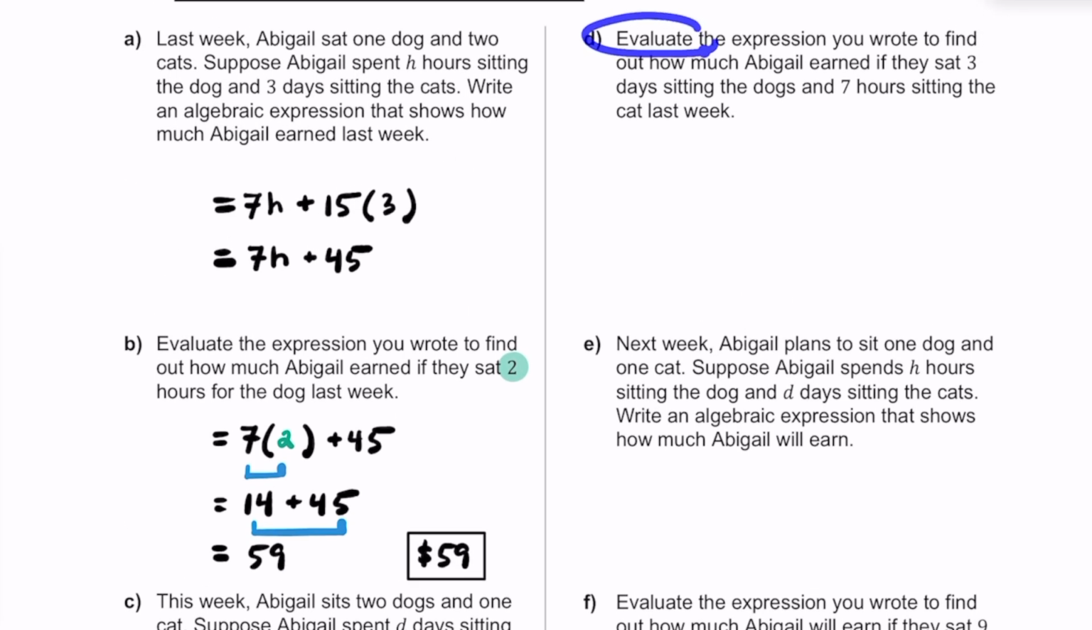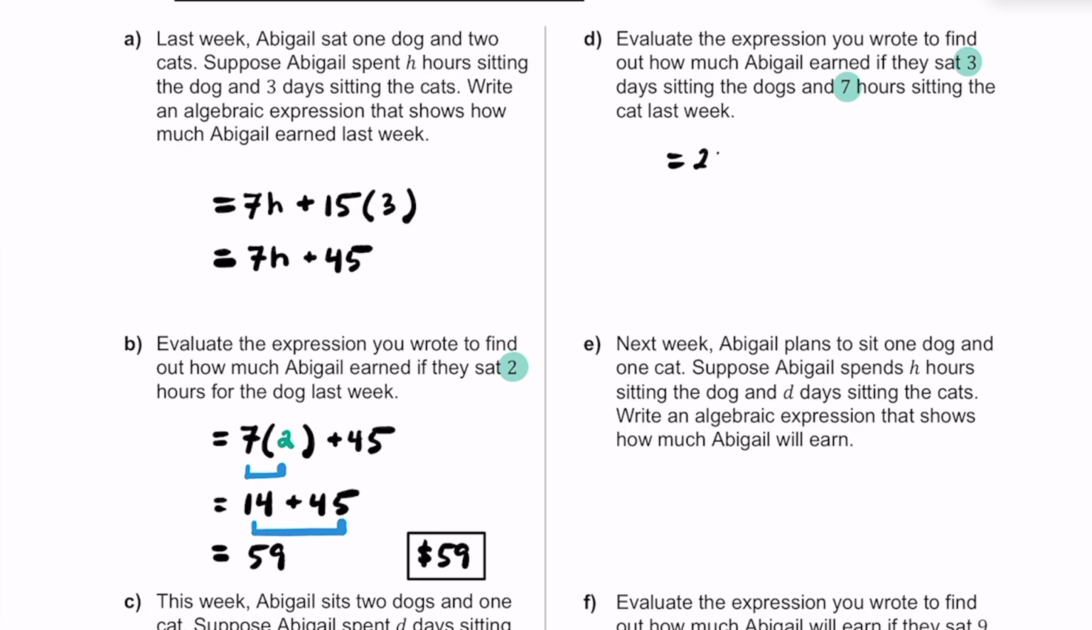All right, surprise, surprise. In part D, it says evaluate the expression you wrote to find out how much Abigail earns if they sat 3 days of the sitting with the dogs and then 7 hours with the cat. So let's go ahead and take our expression here. It's going to be 3 days and 7 hours. So we know here that the D value is going to be 3.